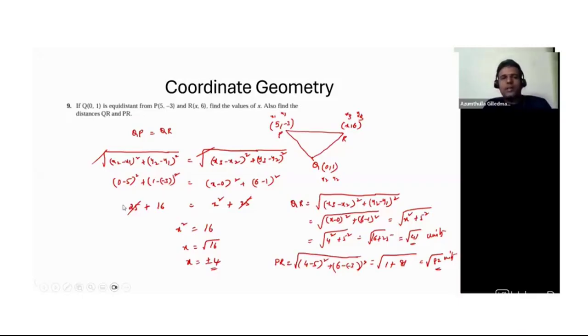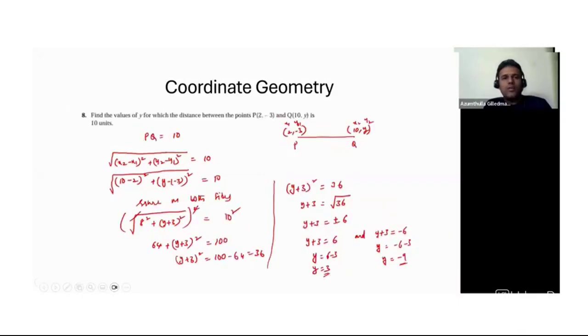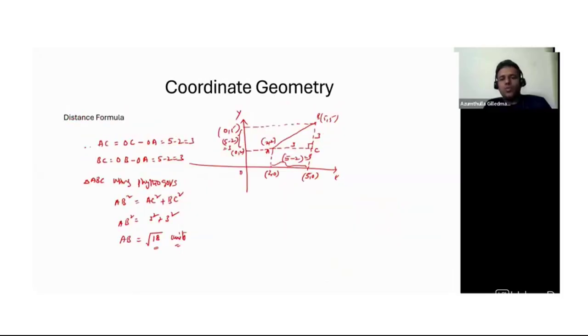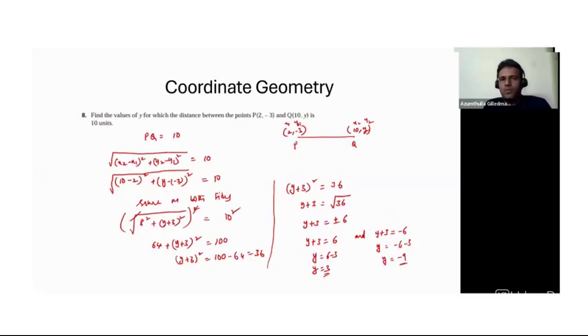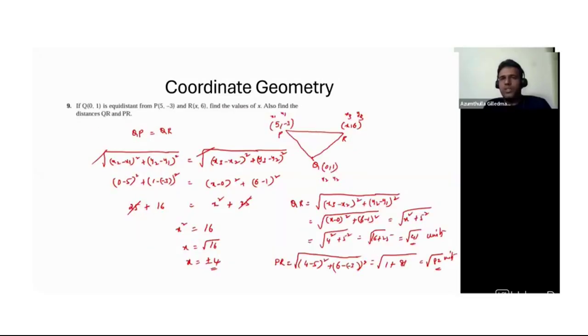So in this session, what we have learned is the distance between 2 points and the generic formula, that is the square root of (x2 minus x1) whole square plus (y2 minus y1) whole square. If it is between the origin and the point, then it is straight away the square root of x square plus y square. And then we did a couple of examples. These types of problems can be asked during the board exams from this distance formula.